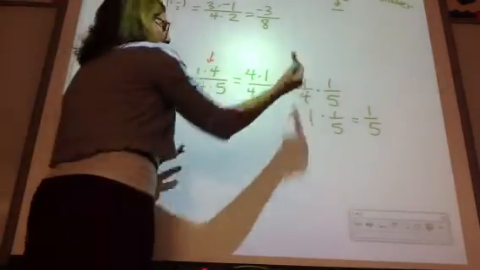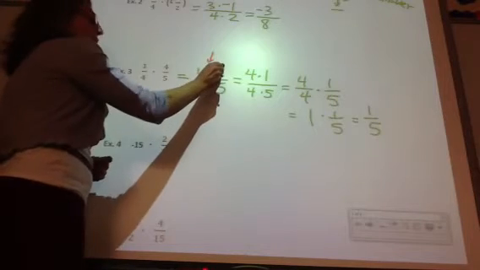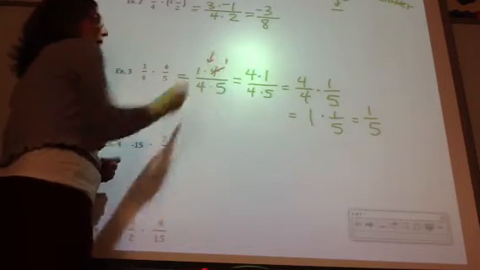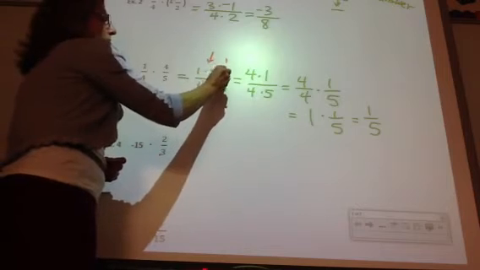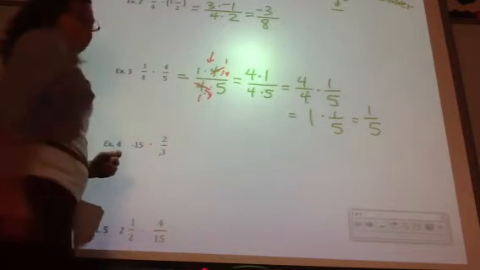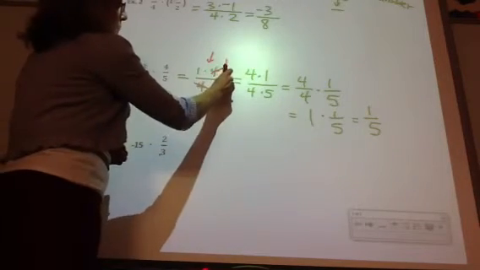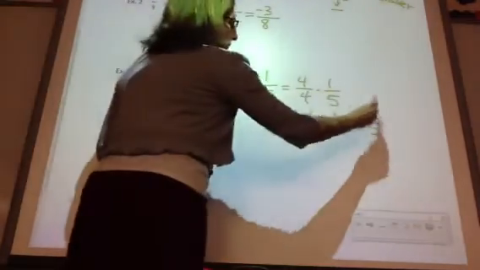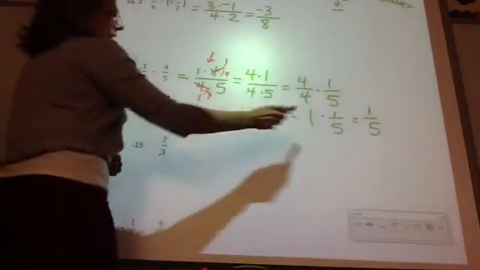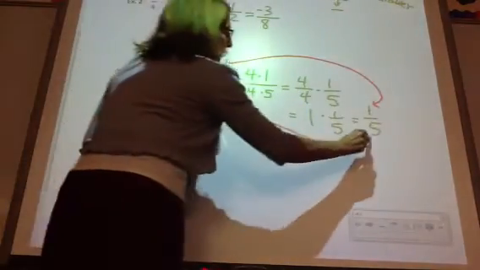It's like canceling out common factors. So I can cancel out those common factors right here. What I'm doing is dividing out a 4 here, and I get 1. I'm dividing out a 4 in the denominator, and I actually get 1. So now if I multiply straight across, I get 1 times 1 is 1, and 1 times 5 is 5. So I could go straight from this step over to here.